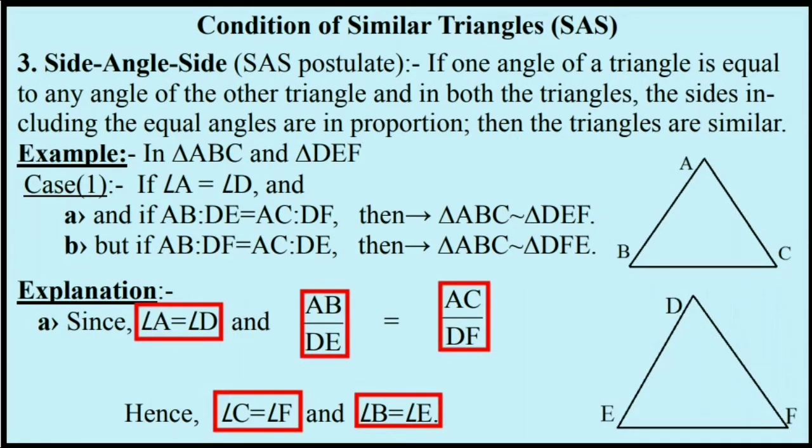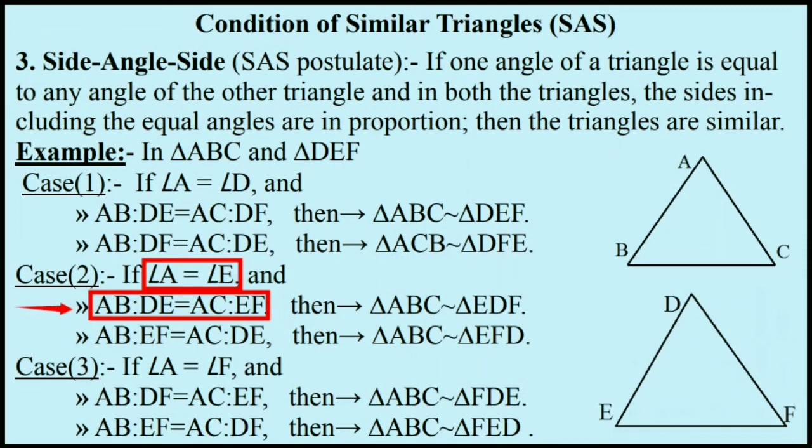Now in the explanation, angle A equal to angle D is given and AB by DE is equal to AC by DF, and here AB by DE determines angle C equal to angle F because the angle opposite to side AB is C and angle opposite to side DE is F. Hence, angle C equal to angle F. And similarly, AC by DF determines angle B is equal to angle E because angle opposite to side AC is angle B and angle opposite to side DF is E. Hence, angle B equal to angle E.